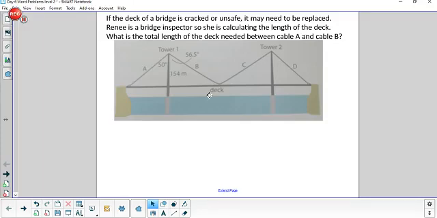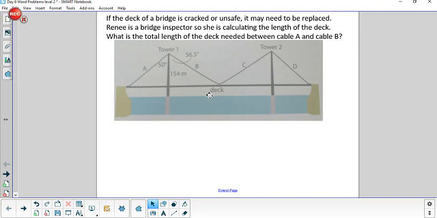In this lesson, we are going to apply what we have learned in previous lessons to looking at situational problems. So where might trigonometry be used in a situation? If the deck of a bridge is cracked or unsafe, it might need to be replaced. Renee is a bridge inspector, so she is calculating the length of the deck.